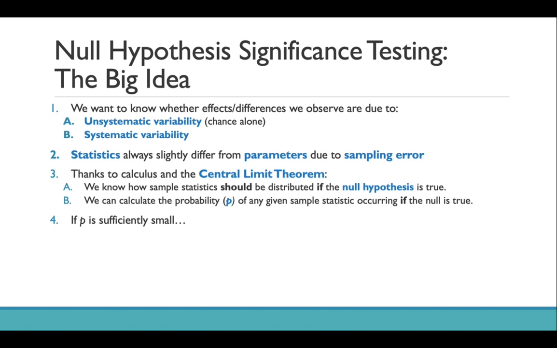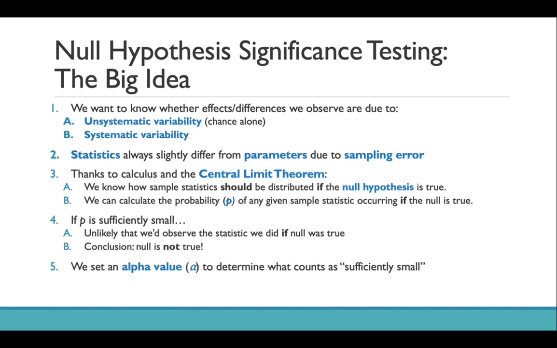If p is sufficiently small, then it's unlikely that we'd observe the statistic that we did if the null was true, and that can lead us to conclude that the null is not true. We set our alpha level to determine what counts as sufficiently small. This also corresponds to a critical value. If the statistic is greater than the critical value, it's unlikely to occur if the null is true. So that's the big picture. In our next lecture, we'll walk through some more concrete examples.